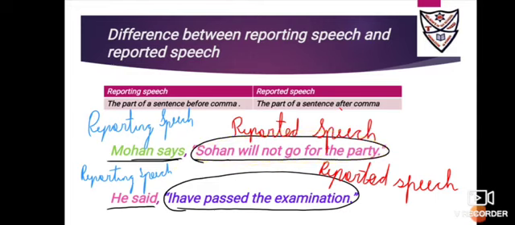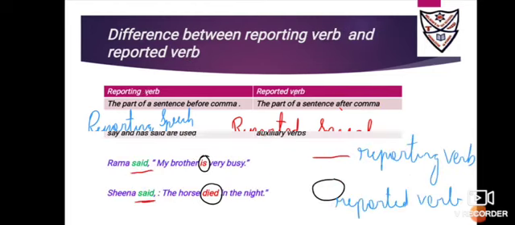Same is the case down here. He said, "I have passed the examination." The part before the comma, that is "he said," is the reporting speech, and the part after the comma, that is "I have passed the examination," is the reported speech. So I hope you understood the difference: the part before the comma is called reporting speech, and the part after the comma is called the reported speech.